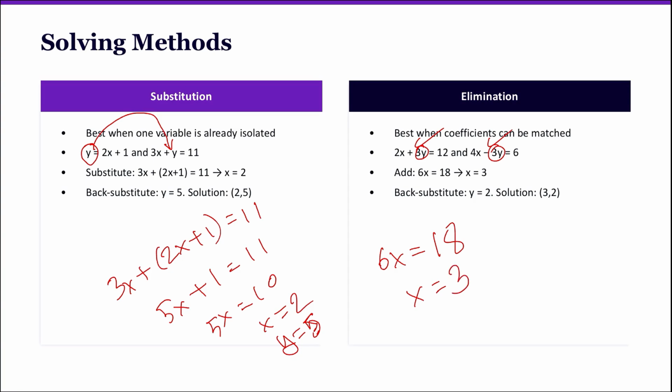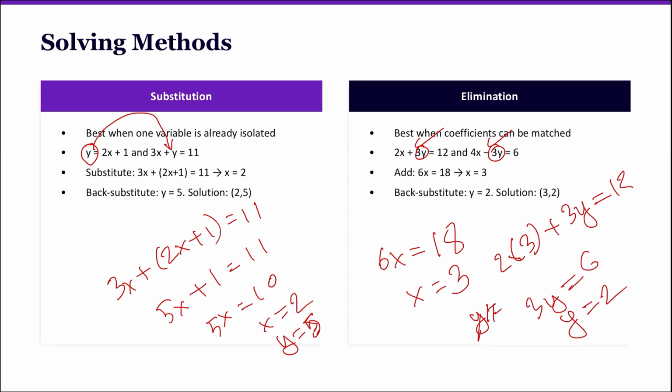And then, of course, from there, you can find your value of y, which ends up being 2 if you plug it into any of these. For example, if we plug it into the first one, then we get 2 times 3 plus 3y is equal to 12. That gives us 3y is equal to 6 or y is equal to 2.